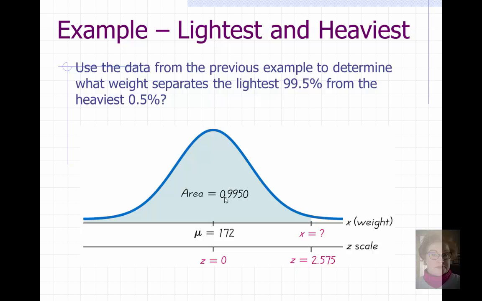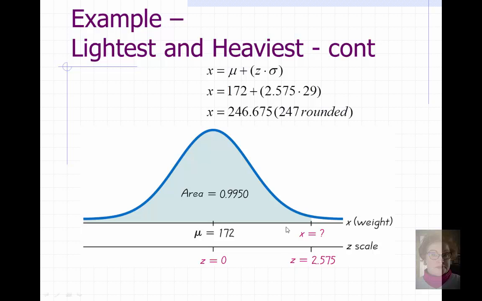It's halfway in between. So that's where they got the 2.575 z-score. So now we need to unstandardize that 2.575. So we're going to take that times our standard deviation value, add it to the mean, and we get a score. So rounded to the nearest whole pound, 247 pounds separates the lightest the heaviest 0.5% from the lightest 99.5%.